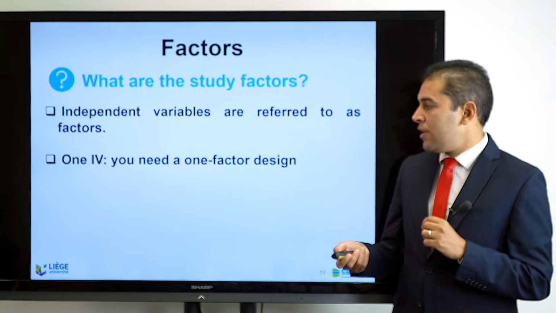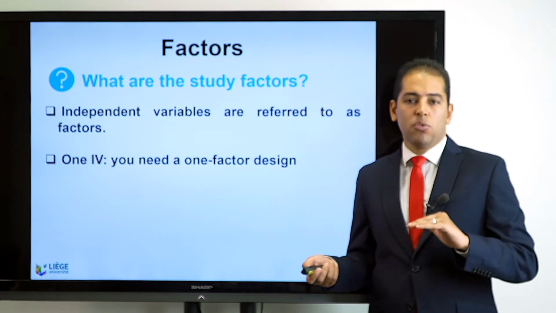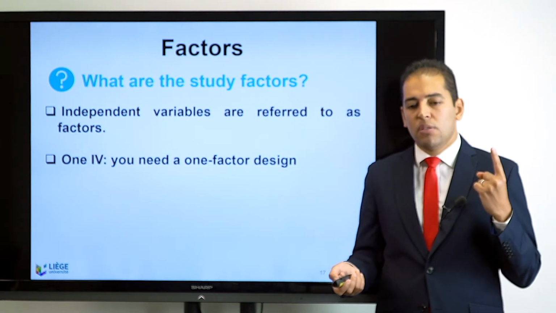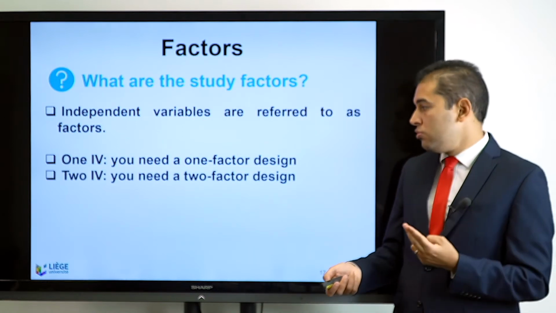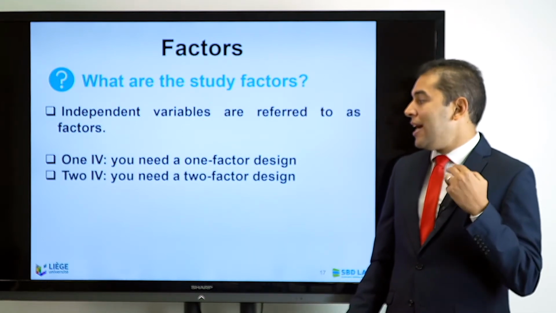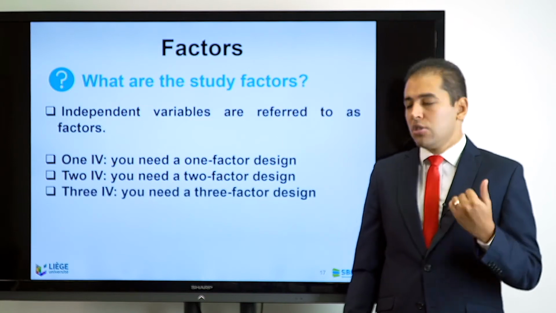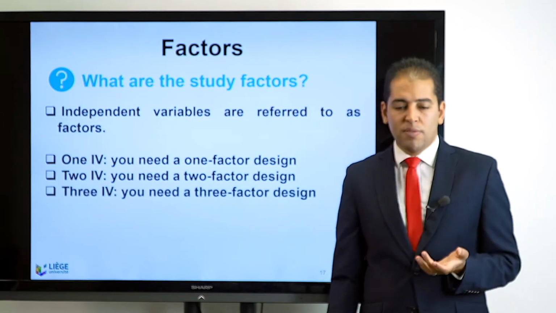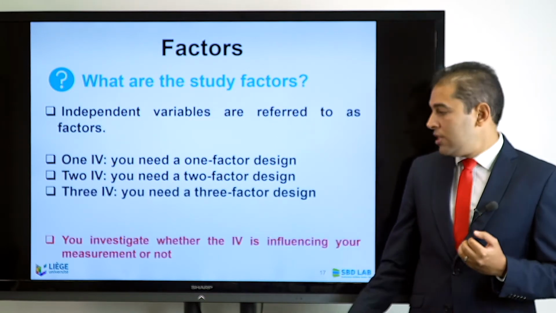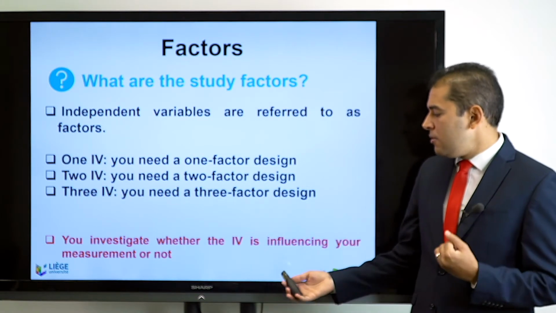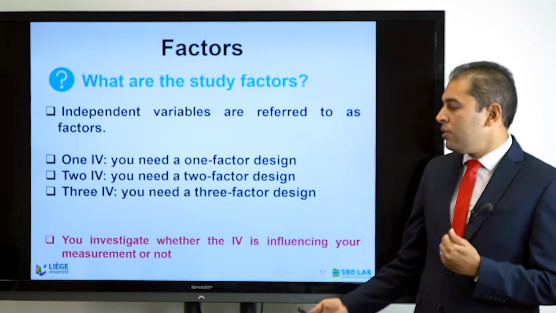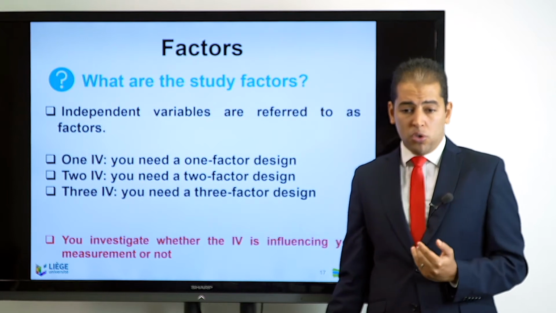If you have only one independent variable, you have a one-factor design. But if you go for two independent variables, then you have a two-factor design, and so on. With three independent variables, you have a three-factor design. So in this sense, you investigate whether the independent variable is influencing your measurement or not.